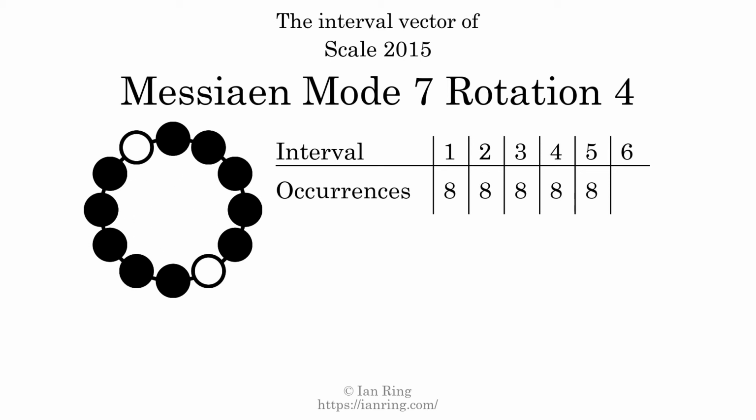There are 8 intervals with the size of 5 semitones. They are here, here, here, here, here, here, here, and here. There are 5 intervals with the size of 6 semitones. They are here, here, here, here, and here. Each interval does not appear in this scale a unique number of times, so this is not a deep scale.